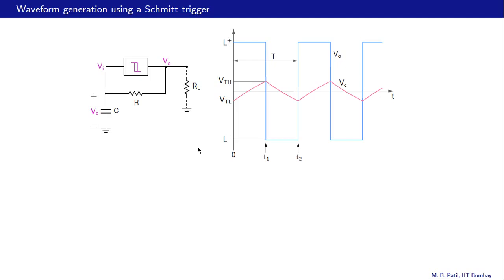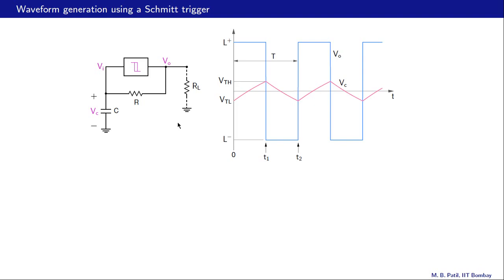Let us now find the period of oscillation. Here are the waveforms. VO going from L plus to L minus, and VI or VC going from VTL to VTH. If you recall, in the last example we had VTL equal to minus 1 volt, VTH equal to plus 1 volt, L minus was minus 5 volts, and L plus was plus 5 volts.